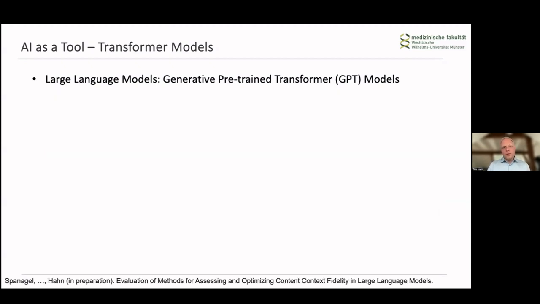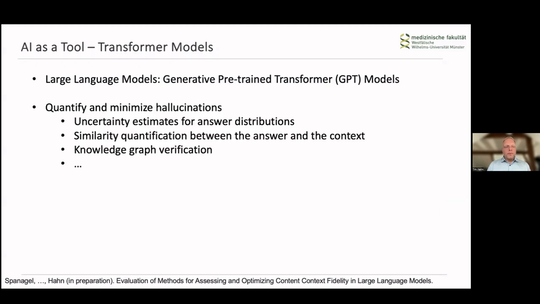So what do we do with that? We try to find ways, because we happen to be in medicine where it's hugely important that the things that the GPT says are actually true, that they're actually backed by facts and not just a hallucination of these models. So one of the mainstays of our research is to quantify and minimize hallucinations.